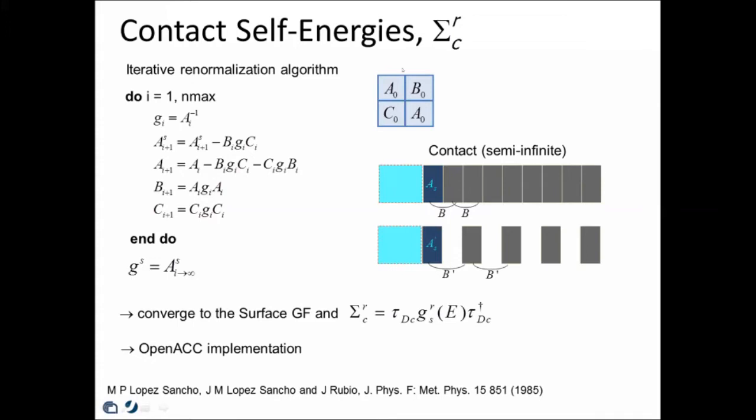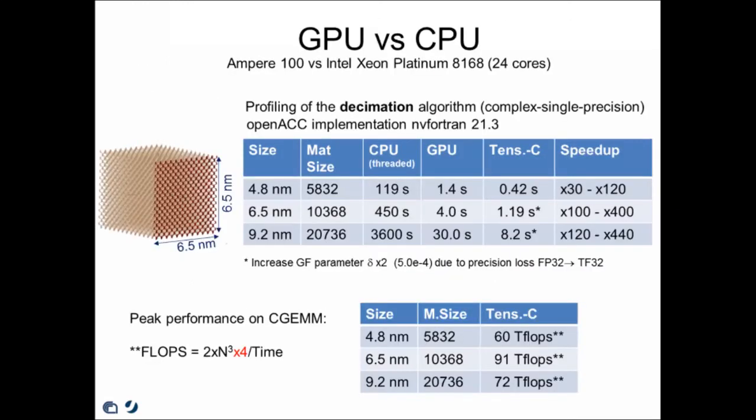All these are block matrices, complex, dense. And all this is implemented in a single subroutine, so it calls for a simple OpenACC implementation. I won't go through the detail, but I will show you later on basically what we are doing.